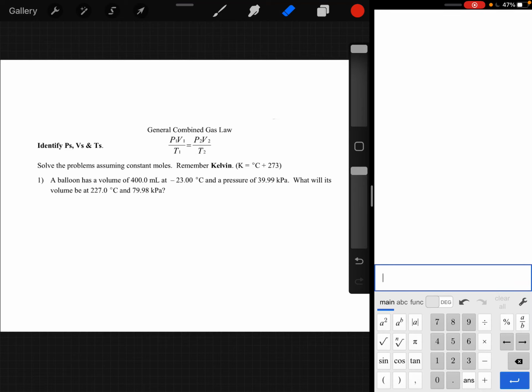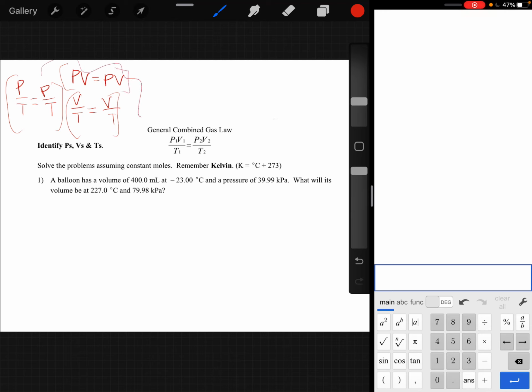Okay, this video is about the combined gas law. So up till now, we've learned the relationships of pressure and volume, and temperature, and pressure and temperature. And we've learned that there are direct relationships in these two, and there's an inverse relationship in this one.